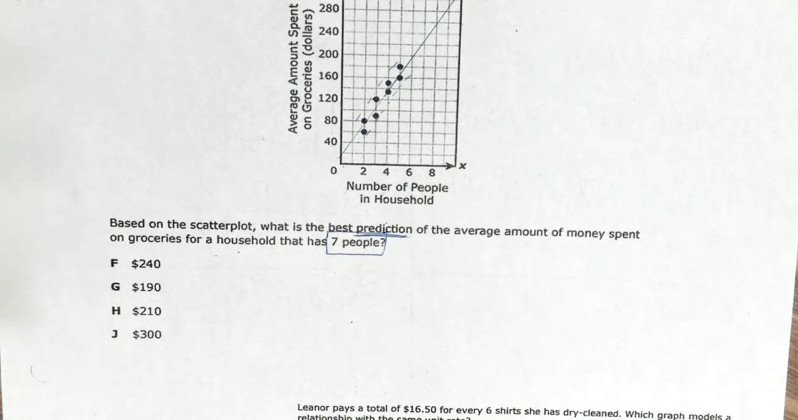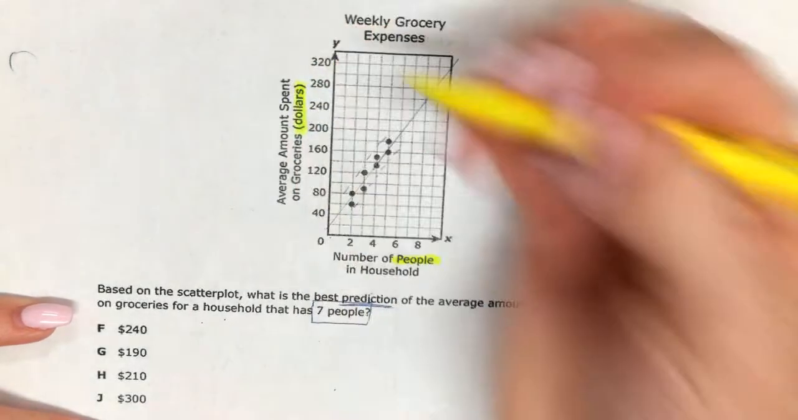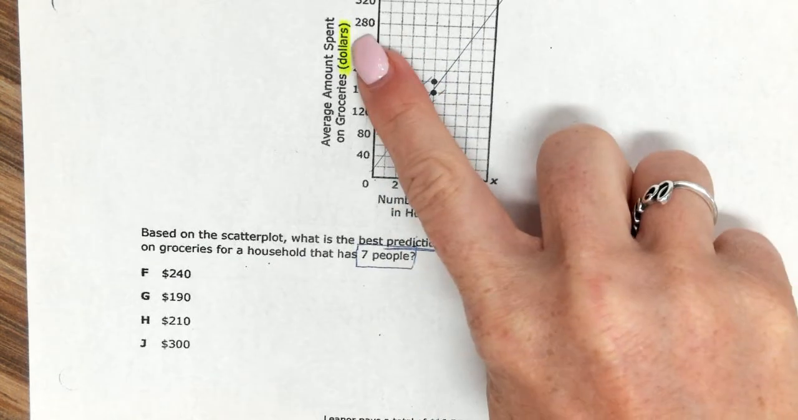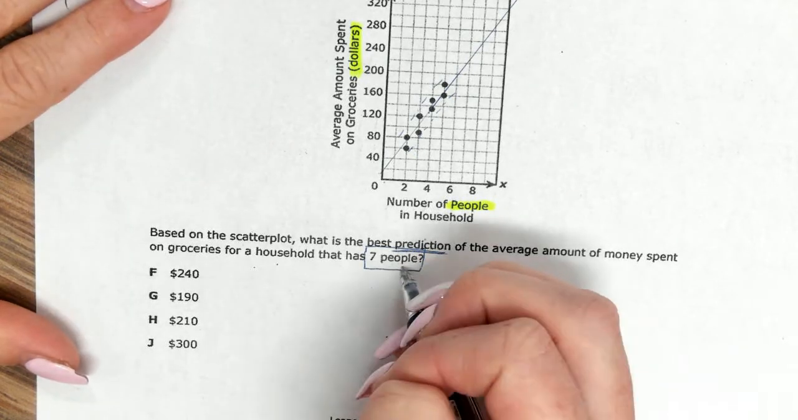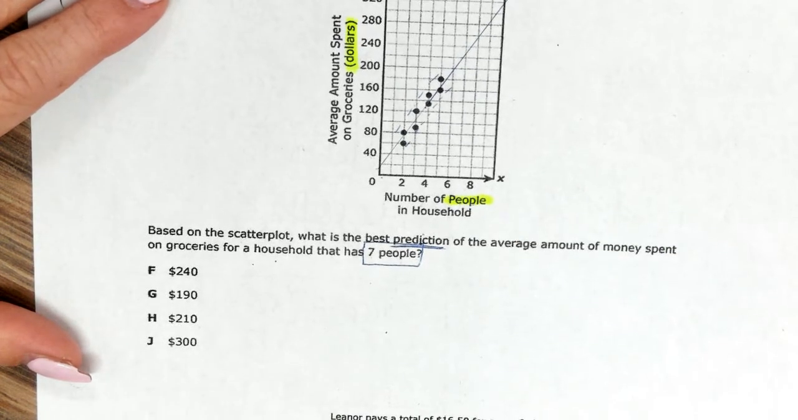The biggest part you need to look at is whether people is on the x-axis or the y-axis. So what's on the x-axis? What's on the y-axis? Okay, because one time on the STAR test, they put people on both axes. And one was people working out and one was people playing games. So you have to pay attention. This says 7 people, so I'm definitely going to go to the x-axis and find 7.